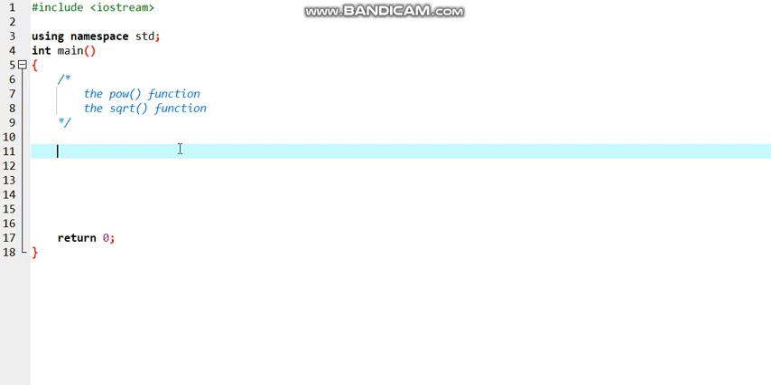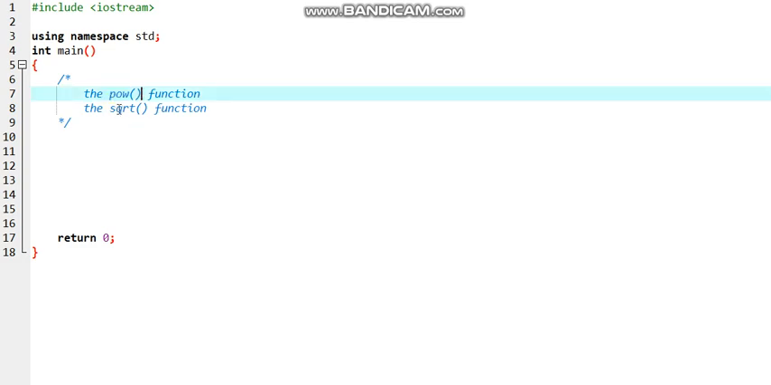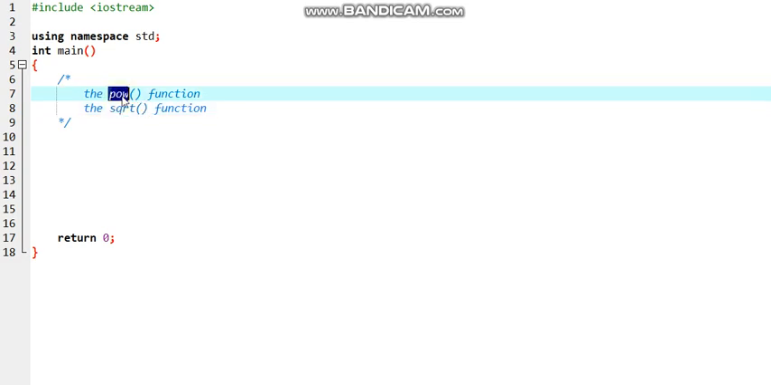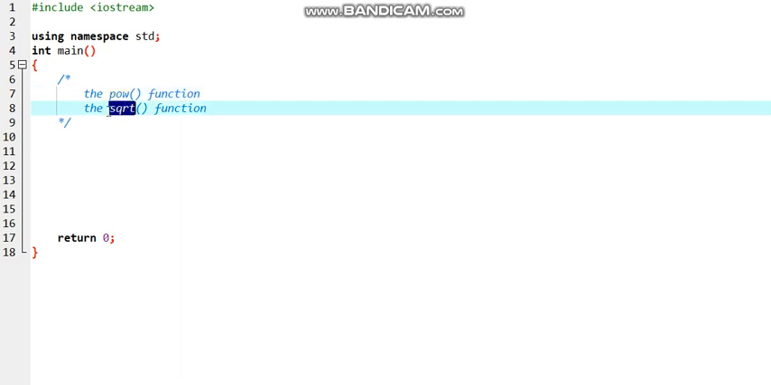So today with me we are just going to talk about the power function, and we're also going to talk about the sqrt function, which is the square root function. So this is the power function and this is the square root function.